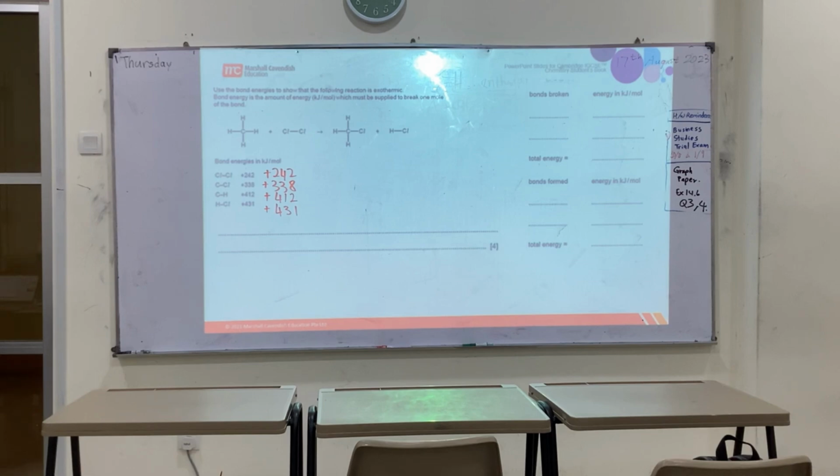So the enthalpy change, because this is the same question as the earlier question that I showed you guys, where they are asking us to show that this is exothermic. So we perform the calculation and show that it is exothermic, or we write down the statement to say that the reaction is exothermic as energy released from bond formation is greater than energy absorbed during bond breaking.